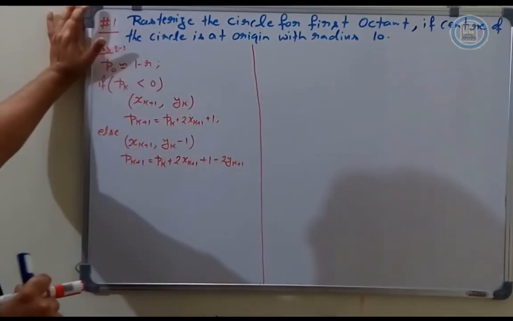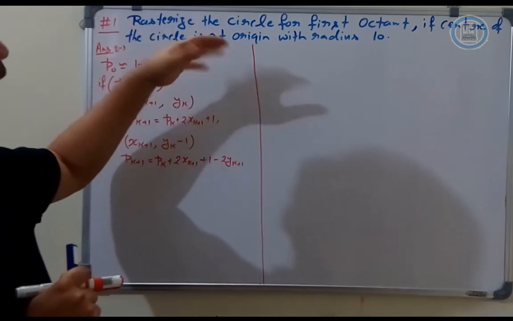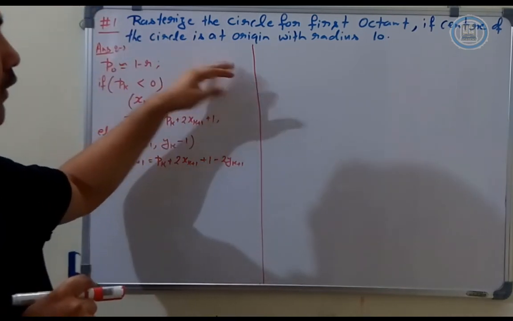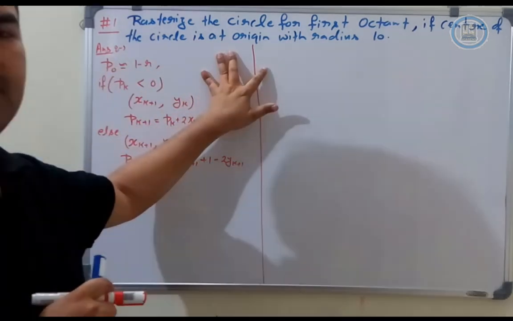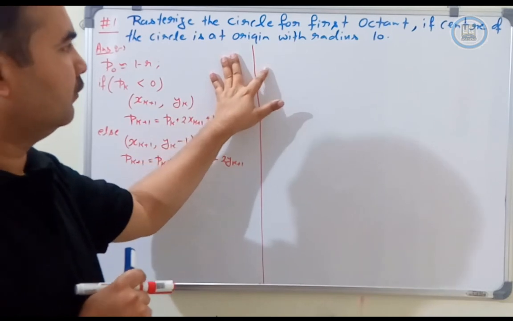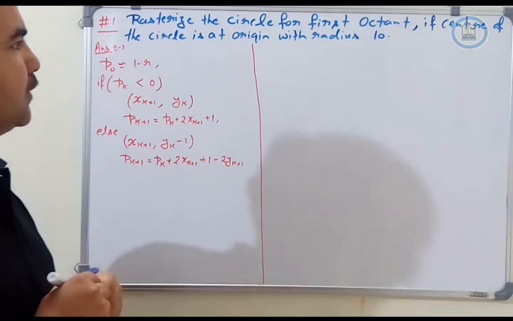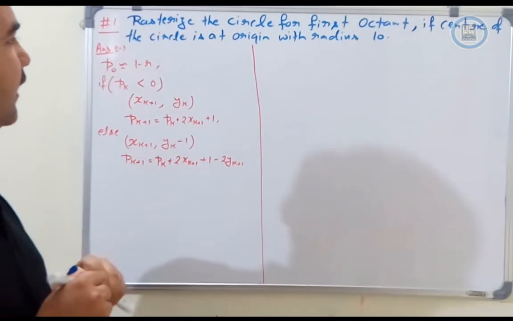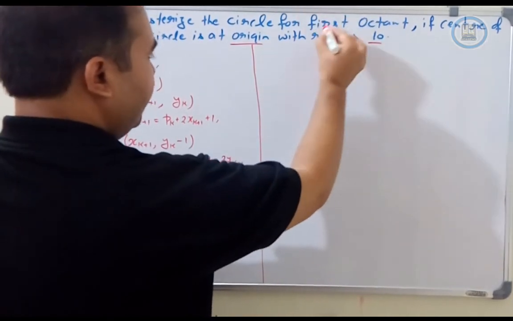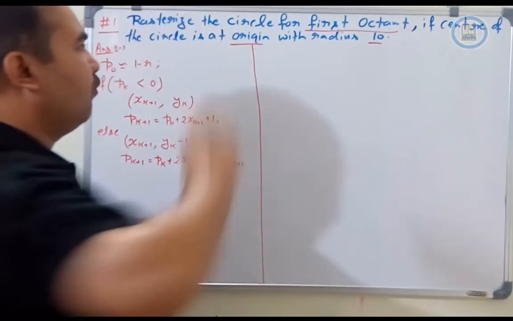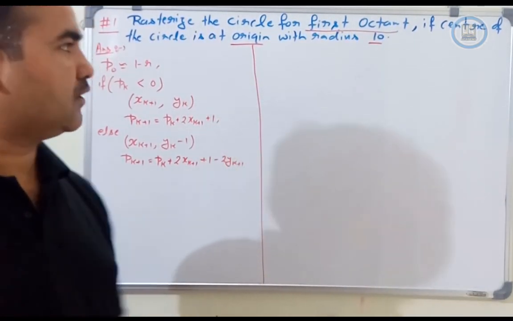So this is the first problem related to the midpoint circle generation algorithm. In this one, what is given to us: rasterize the circle for the first octant. The center of the circle is at the origin with the radius given as 10, may be 10 units, 10 pixels or 10 centimeters, whatever the unit is. Our focus is to draw the circle with radius 10 when the center is at the origin, and we need to calculate the pixel values for the first octant.